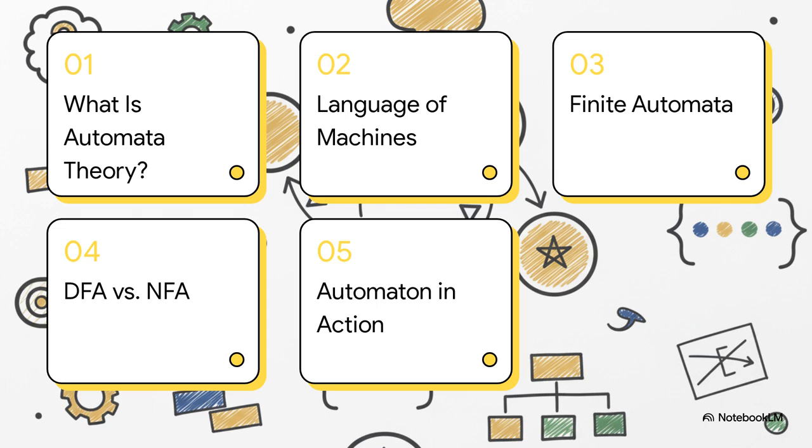So, here's our game plan. We'll kick things off with the basic theory, then cover the essential definitions you absolutely need to know. After that, we'll compare the two main types of automata, and we'll wrap up with a practical example to see how it all works in action.